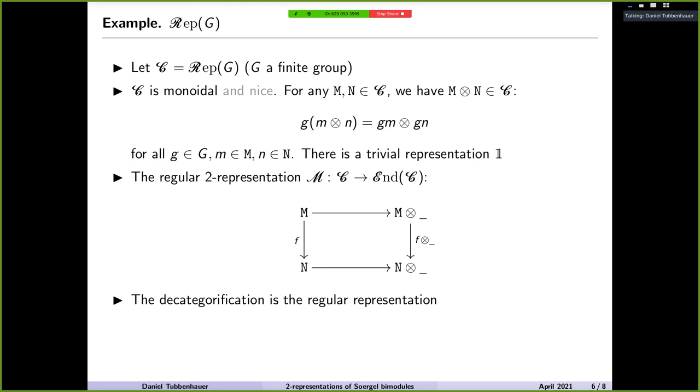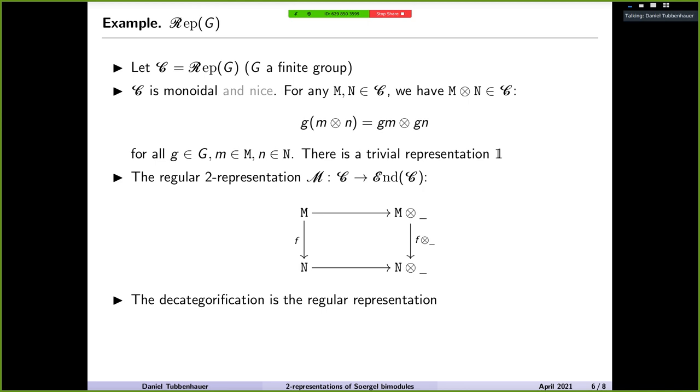Like the finiteness that I mentioned. I should mention finiteness somewhere. But let's do an example. So Rep G: finite dimensional representations of a finite group. That's my monoidal category. And you all know what the monoidal structure looks like. I have just written it down in the second bullet point.